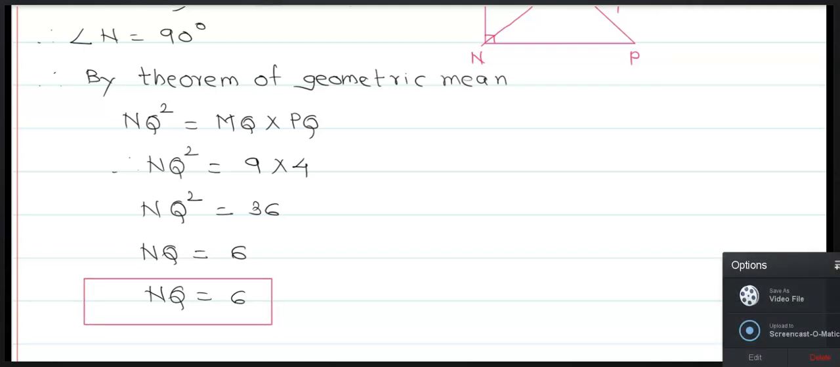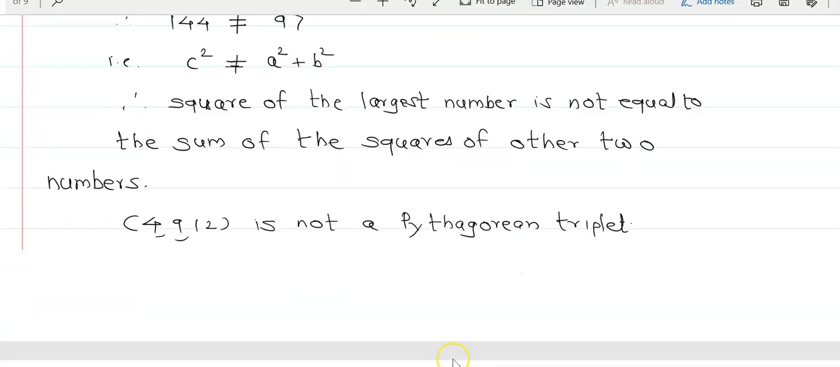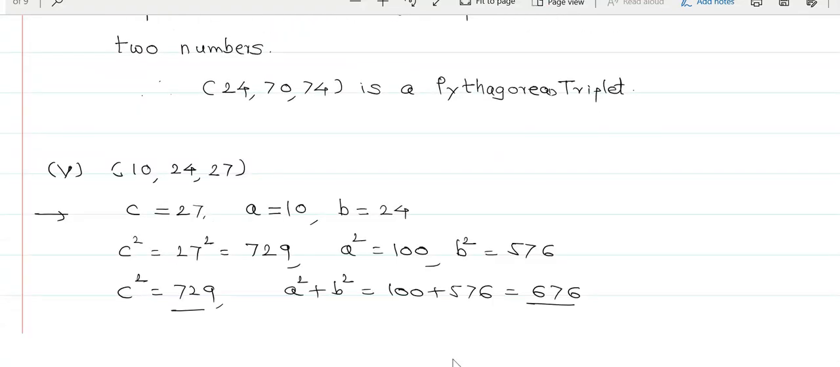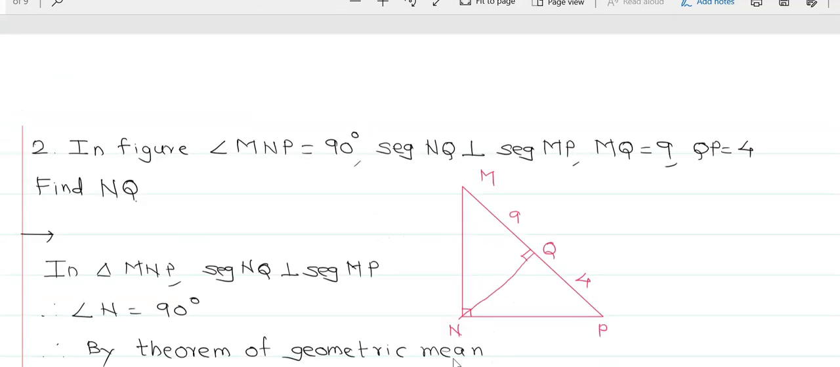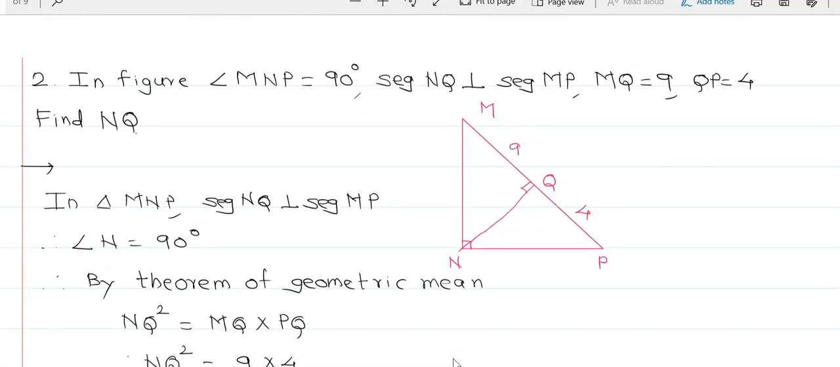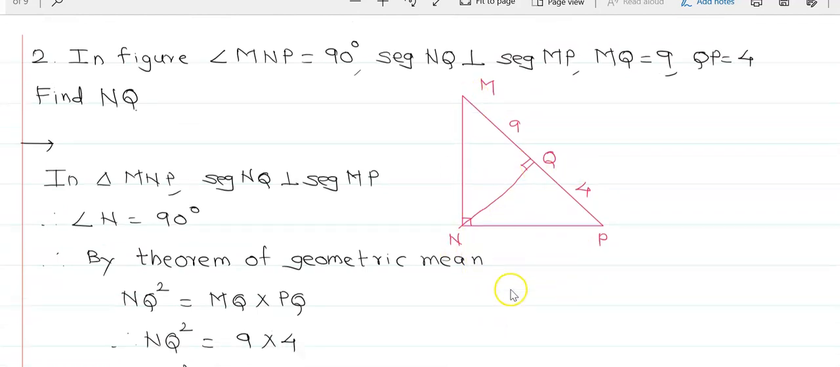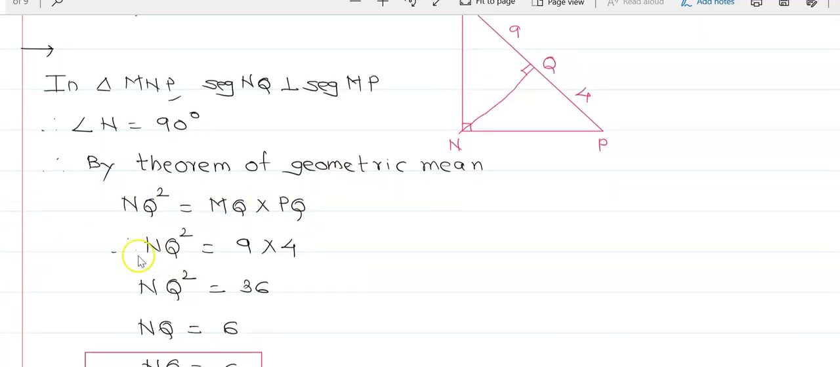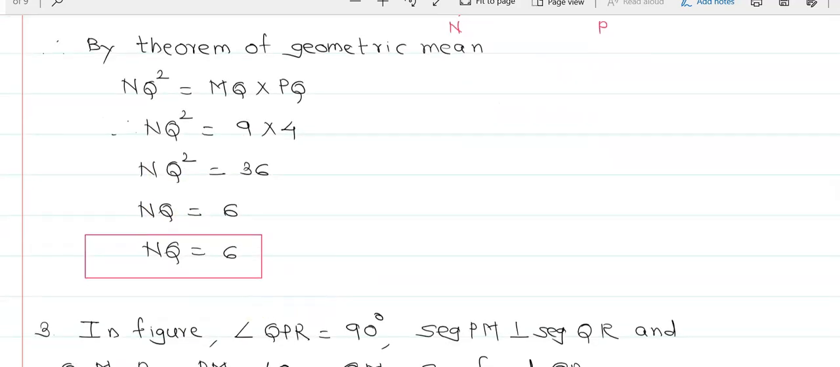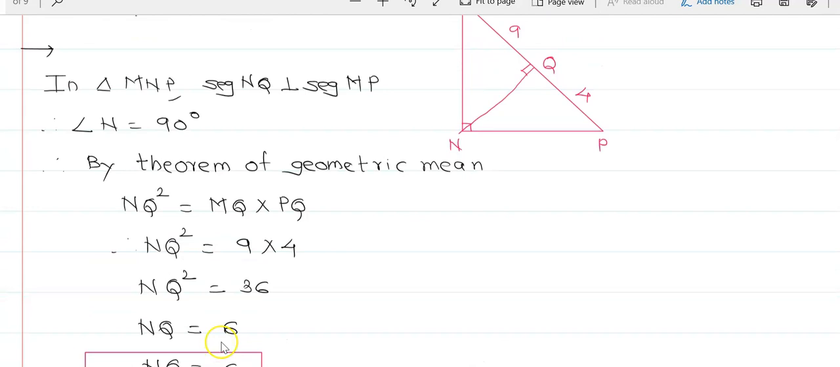Now see this again, if you want to see from here. This is the triangle MNP. NQ is the perpendicular. By the theorem of the geometric mean, NQ square is equal to MQ into PQ. That is 9 into 4, 36. NQ is equal to 6. Very simple one.